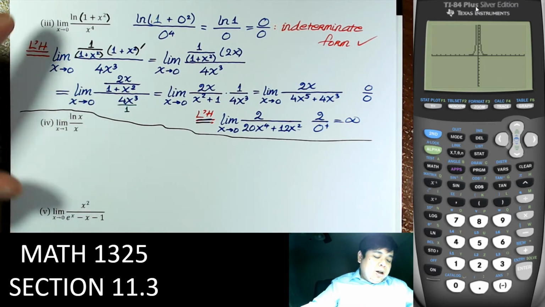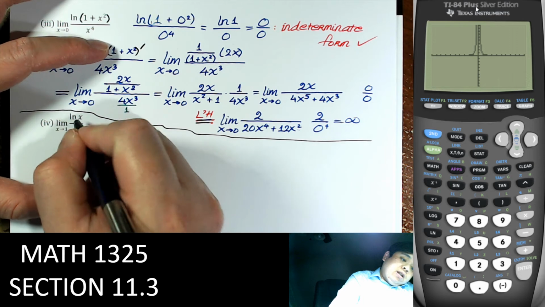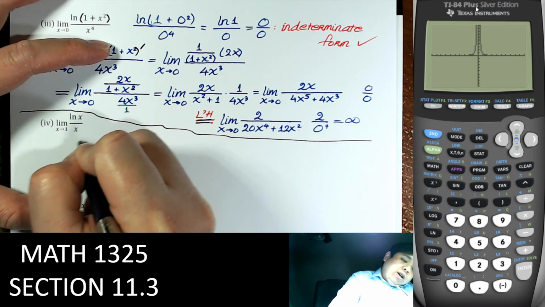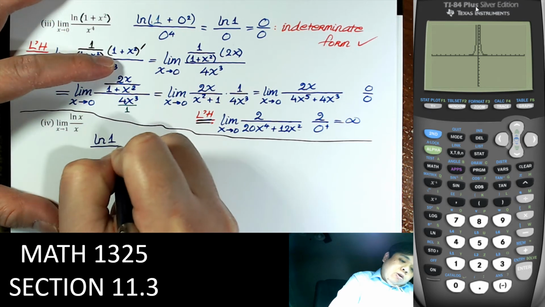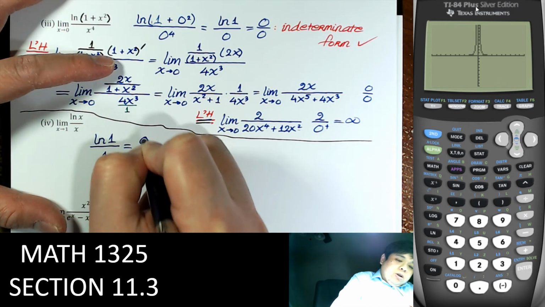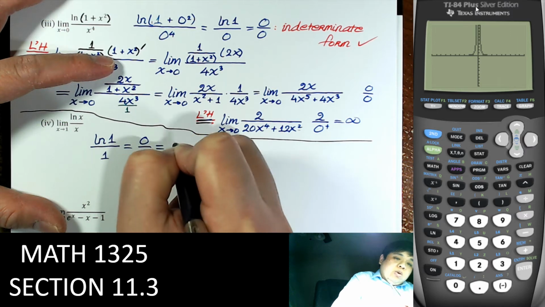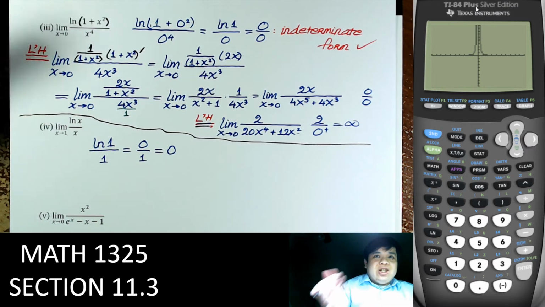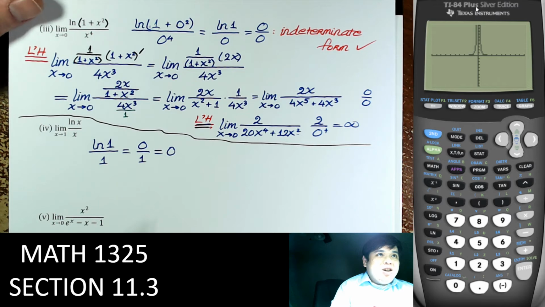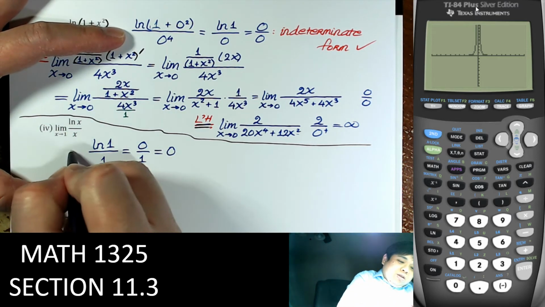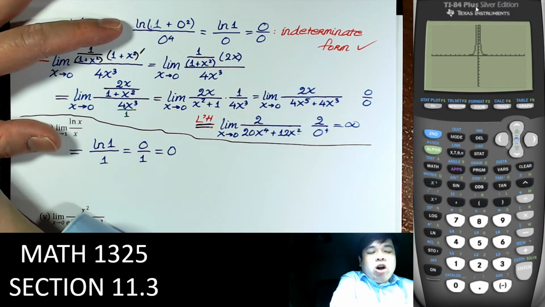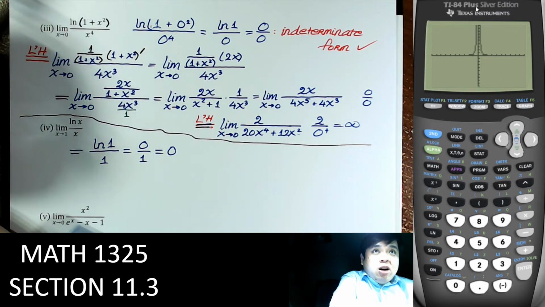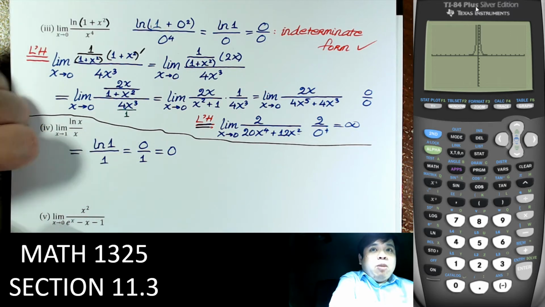Right, this one, first thing, of course, we're going to put 1 in for x. So ln of 1 over 1. ln of 1 is 0. 0 divided by 1 is 0. So this one is not an indeterminate form. It is just a well-defined number, 0. So if it is a defined number, we just make it equal to it. Right, so do not use the L'Hôpital rule if it is not an indeterminate form. In this case, just 0 divided by 1, which is 0.